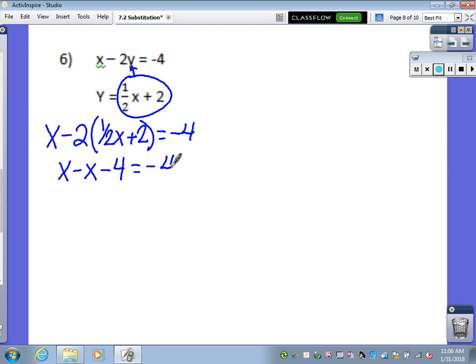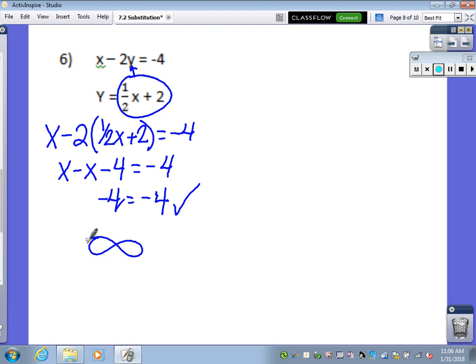Now, some of you may be able to see the issue here. X minus x is 0. Those are going to cancel. Now I'm left with -4 equals -4, which is a true statement. So just like our other equations, this means I have an infinite number of solutions.